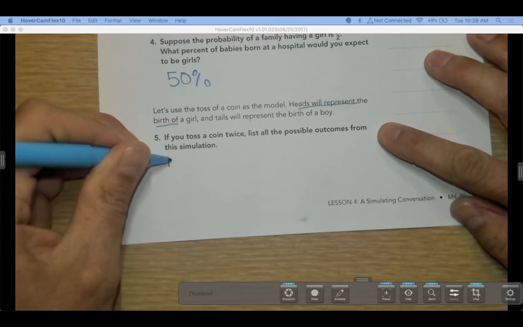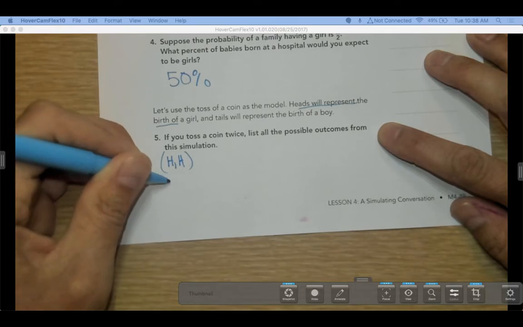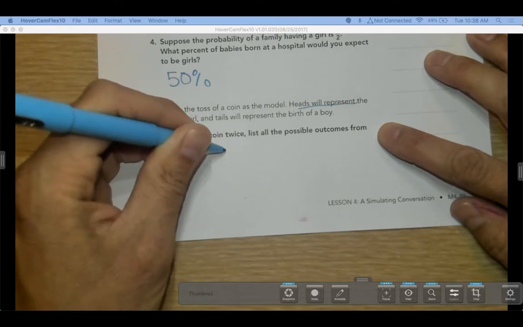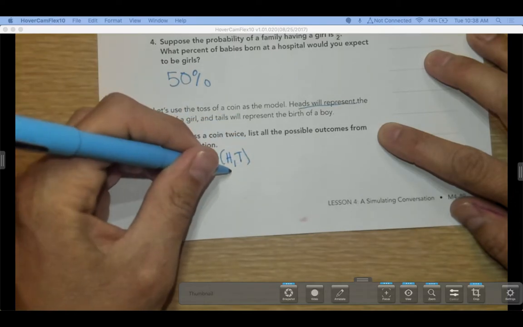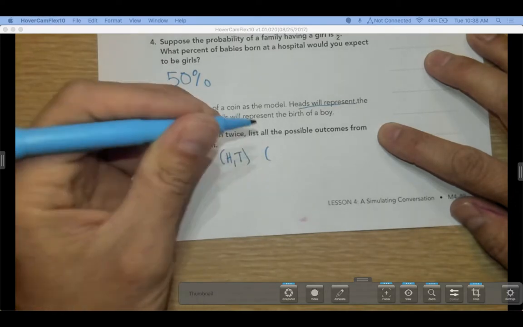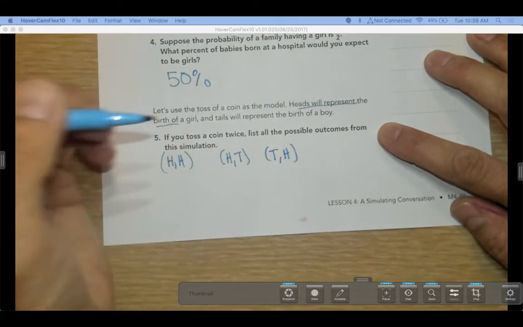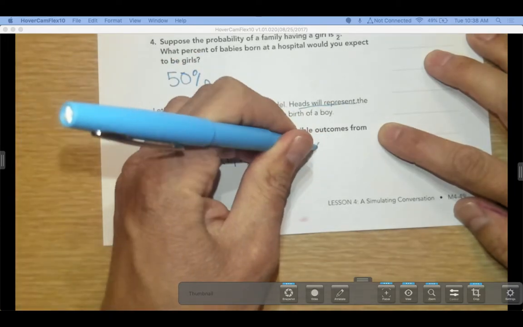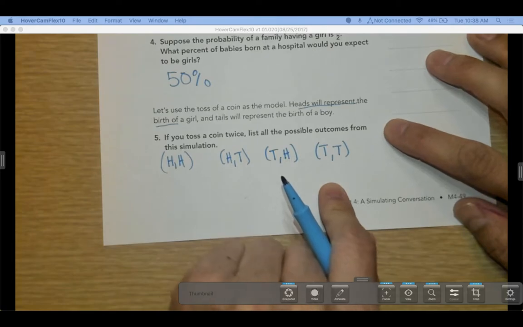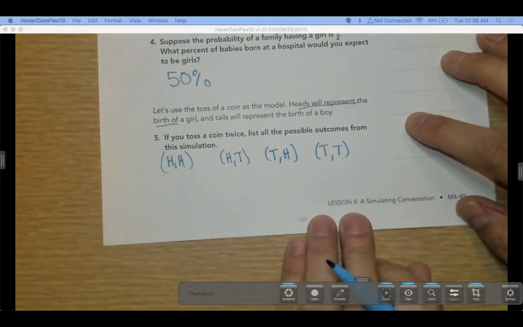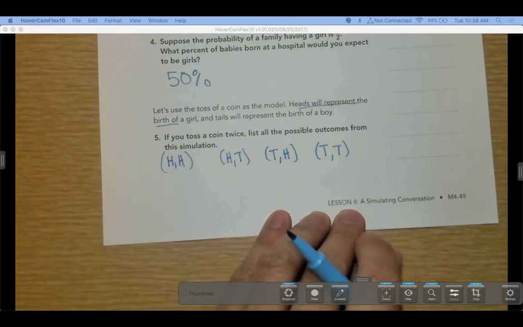So if I tossed it twice, I could get 2 heads, 2 girls. If I tossed it twice, I could first get a head and then a tails: 1 girl, 1 boy. If I tossed a coin twice, the first one could be a boy, the second one could be a girl. I could also get 2 tails, and that would be the same as having 2 boys. Okay? And so those are my options if I toss a coin 2 times.